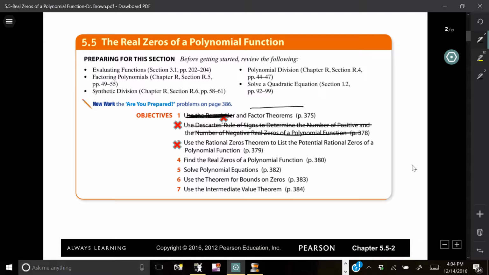We may cover briefly, talk about the rational zeros theorem, but really not going to use it to list the potential rational zeros of a polynomial, because we can use our calculator to find all of them very quickly. We are going to spend time looking into how to find the real zeros of a polynomial function. We then will obviously be solving polynomial equations, and we will not look very much into the use of the theorem for bounds on zeros, but we will look into the intermediate value theorem.